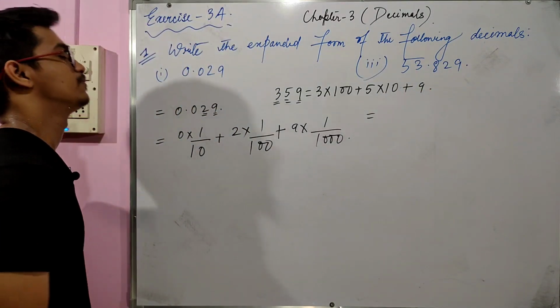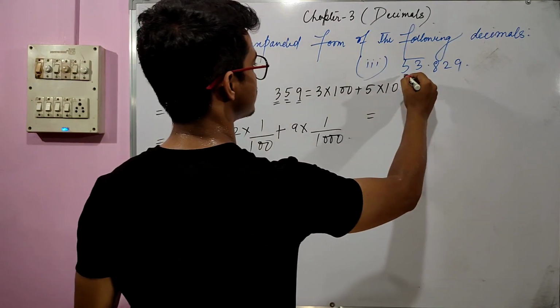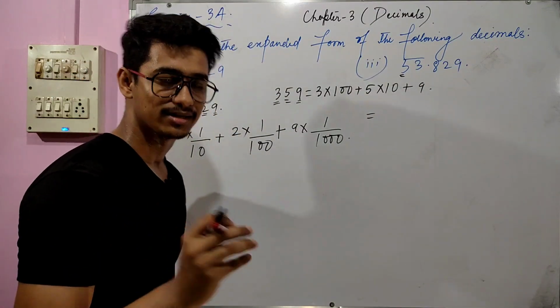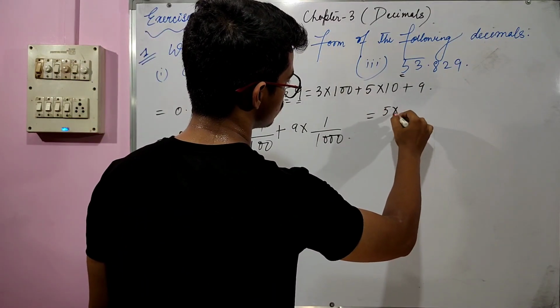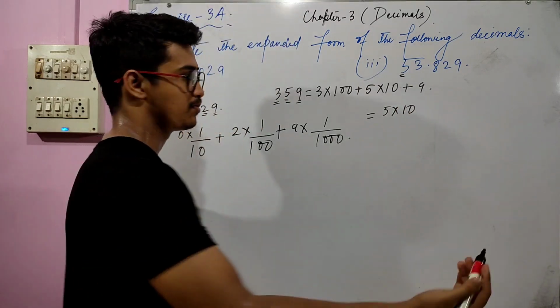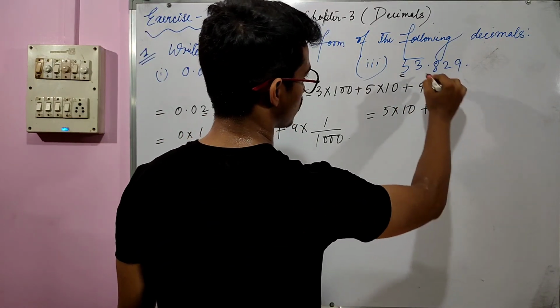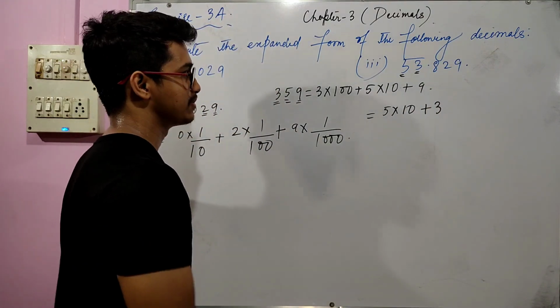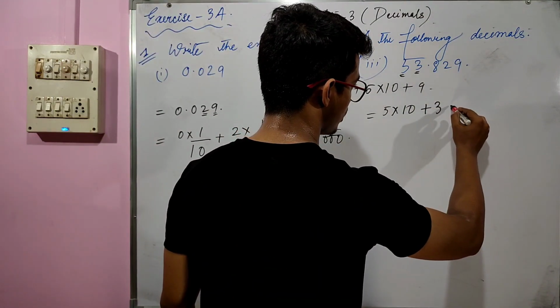53.829. So first of all, let's just concentrate on 5. What is the position of 5? That is tens. So how will you write it? 5 into 10, then plus 3, because the position of 3 is in the ones position, so it will remain the same, and then the point part. So how will you write it?